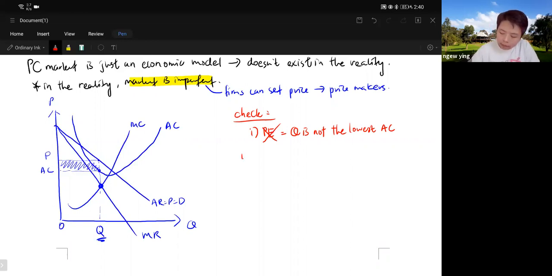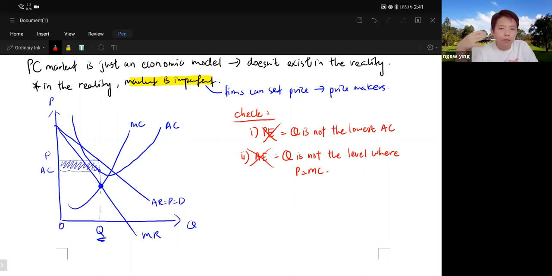Okay. Secondly, in terms of AE, Q is not the level where P equals MC. Therefore, monopoly firm fails to achieve allocative efficiency. Okay, and if we don't look at the diagram, we can also discuss it from another perspective.